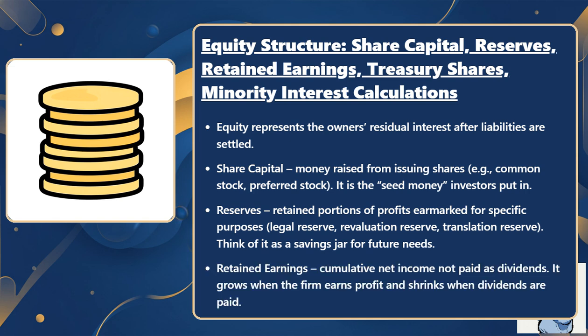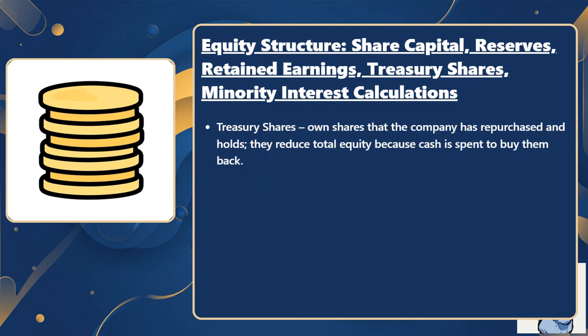Retained earnings: cumulative net income not paid as dividends. It grows when the firm earns profit and shrinks when dividends are paid. Treasury shares: own shares that the company has repurchased and holds. They reduce total equity because cash is spent to buy them back.